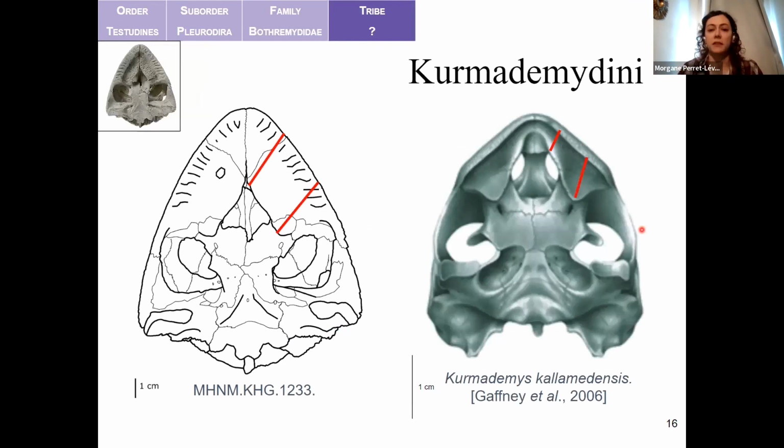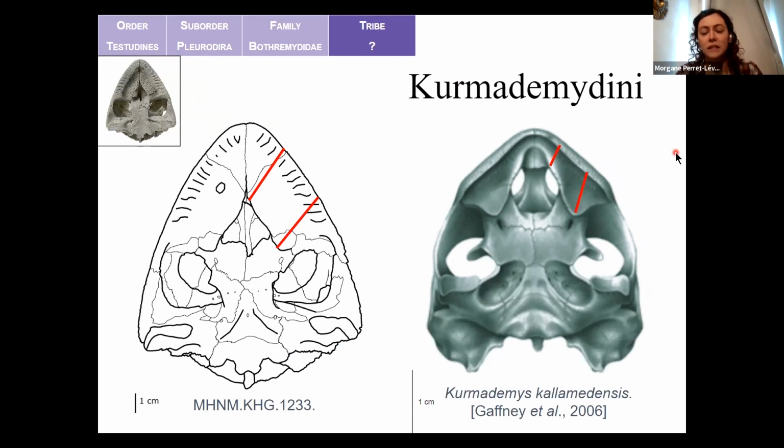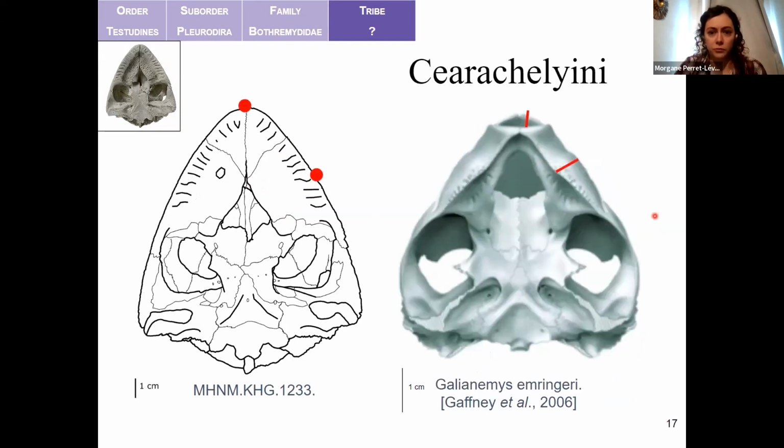Within this family, there are several tribes. For the first comparison of tribes, there is the Cearachelyini. Sorry for the pronunciation. It's a tribe mostly found in India. And we can also see the labial ridge shows some variation in thickness, and in our specimen it's not really the case. There are other specificities, but I think it's best to present just that.